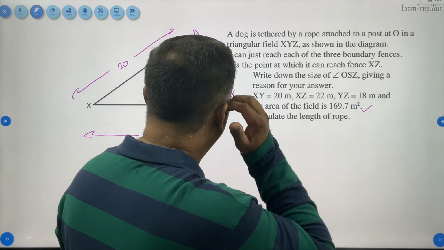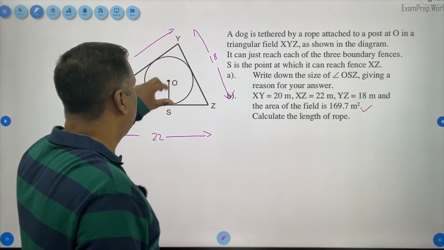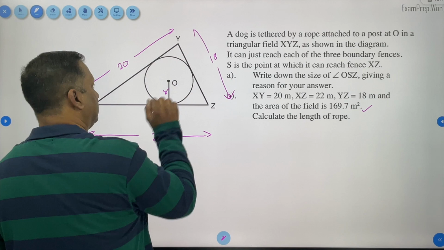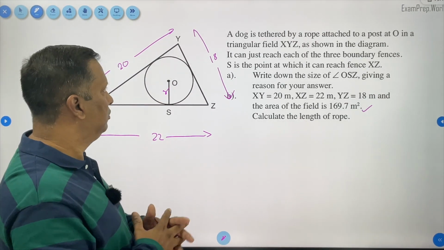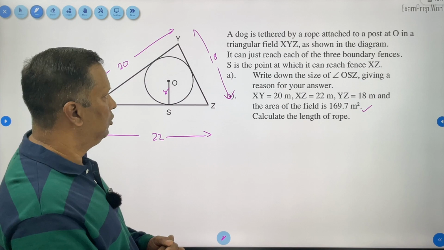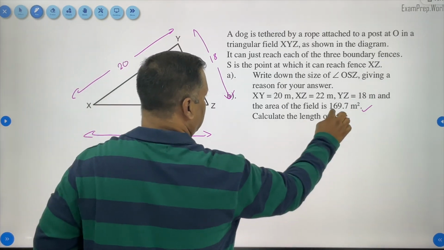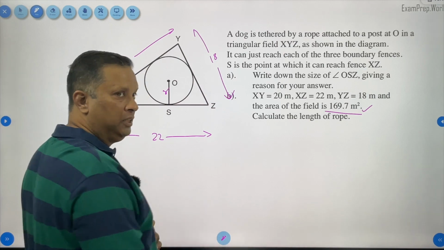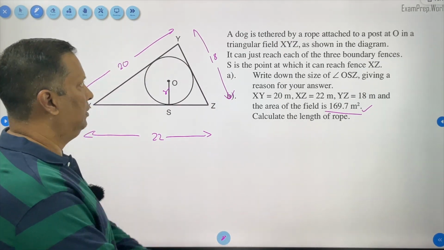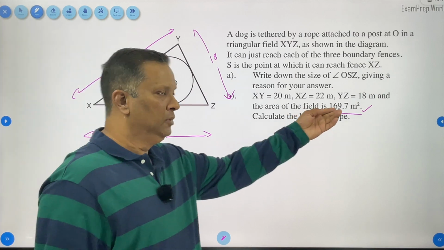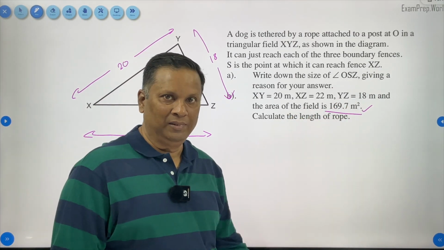A dog is tethered to the rope attached to a post O. This OS is the rope. This is R. This is what we have to find, the length of the rope. And total area of this whole triangle is given as 169.7 meters square. How do you proceed? Which theorem are you going to use? Now area has come. Suddenly we were doing angles and lengths. Now suddenly area has come, right?